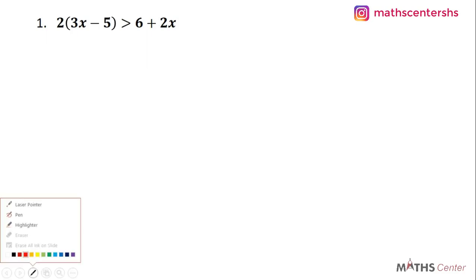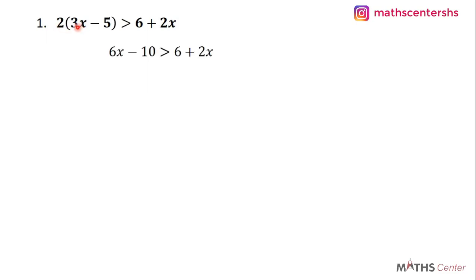Now, if it involves a bracket, what you have to do is that you have to open the brackets. Now, how do you open the bracket? You multiply the term inside the bracket with the term outside the bracket. This is what I mean. You multiply 3x and minus 5 by the term outside the bracket, which is 2. So 2 will multiply each term in the bracket. So to expand this bracket, you are going to have 2 times 3x, which will give us 6x, then 2 times minus 5, which will give us minus 10. You have 6 plus 2x since you don't have any bracket here.